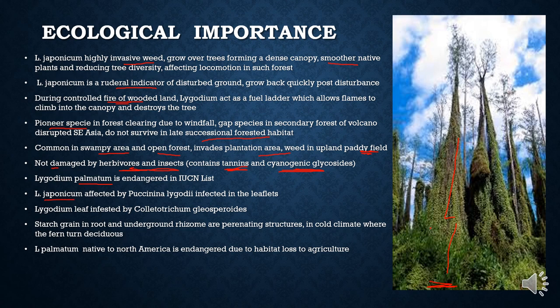Another thing is that Lygodium japonicum, when it is grown under greenhouse conditions, or if there is much herbivory, can sometimes be infested with Puccinia lygodii. This fungus is a very opportunistic fungus. It only affects those plants of Lygodium which are not in good health.